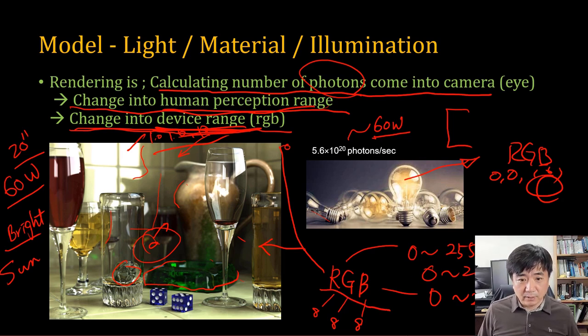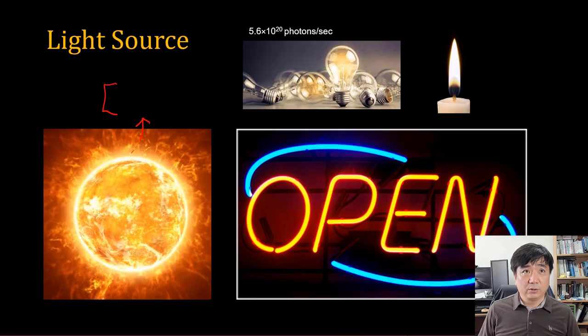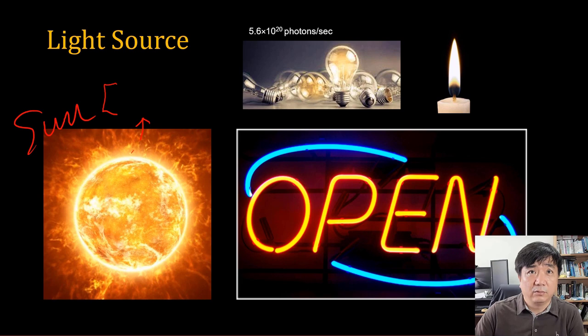Therefore, we need to set some model of illumination. We need to simplify it. We cannot simulate all the nature of light, material, and objects. It is not possible, so we need to make a model. The first thing is to make the model of the light source. There are many light sources, for example the sun, light bulbs, candles, or neon signs.